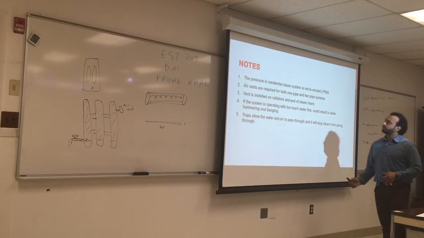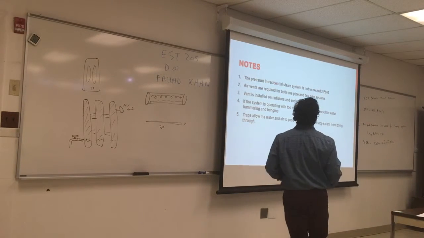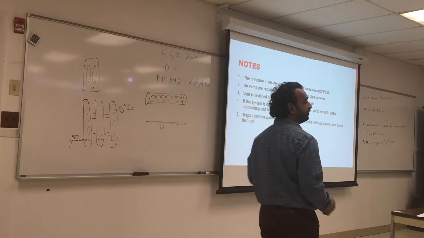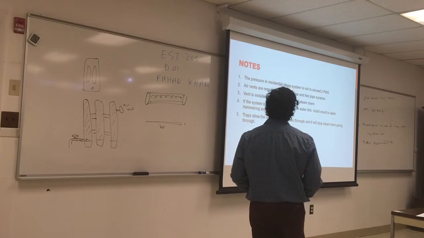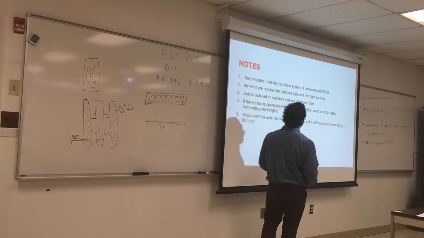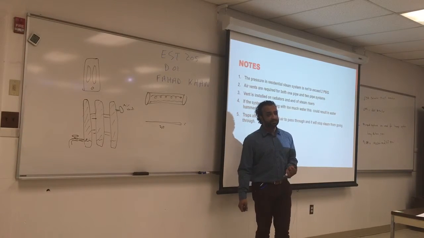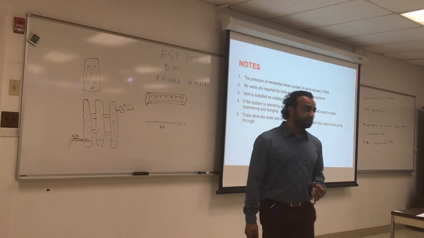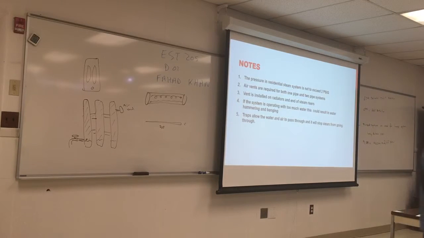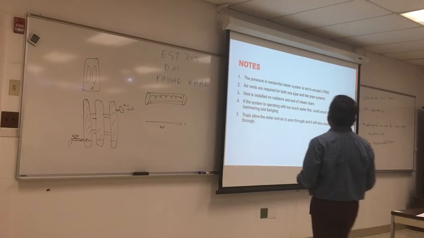Okay. So the pressure inside the residential steam system is not to exceed 2 psi. Low cutting pressure is 0.5 psi. Air vents are required for both 1.5 and 2.5 systems. That's for a lot of codes. You might not see it in a 2.5 system because they have the trap, but it is required for both.